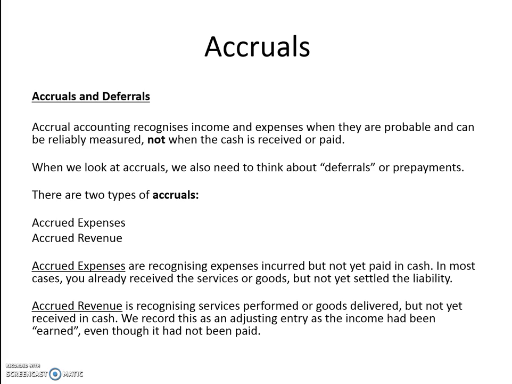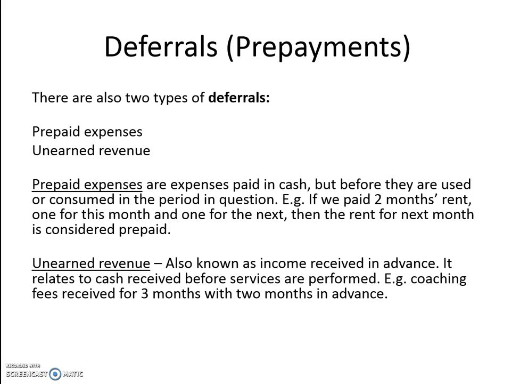Accrued revenue is recognising services performed or goods delivered, but not yet received in cash. We record this as an adjusting entry as the income had been earned even though it had not been paid. If we look at deferrals or prepayments, there are also two types of deferrals: prepaid expenses and unearned revenue. Prepaid expenses are expenses paid in cash but before they are used or consumed in the period in question.